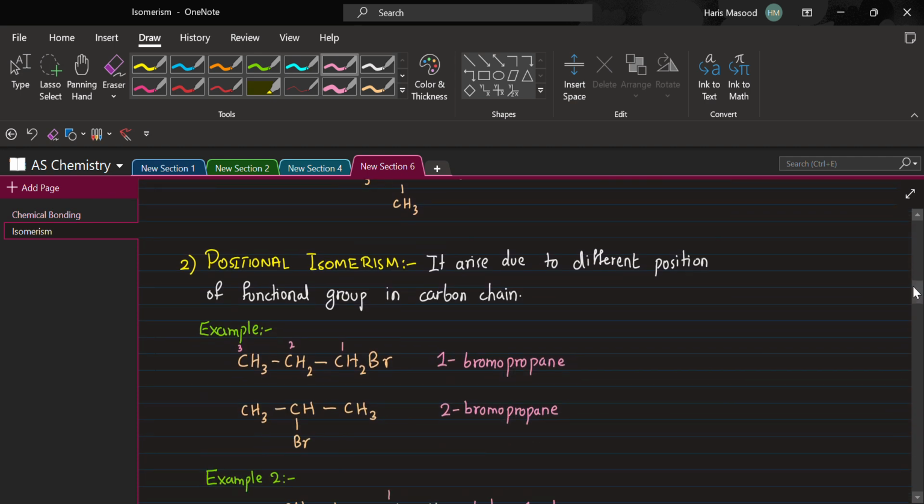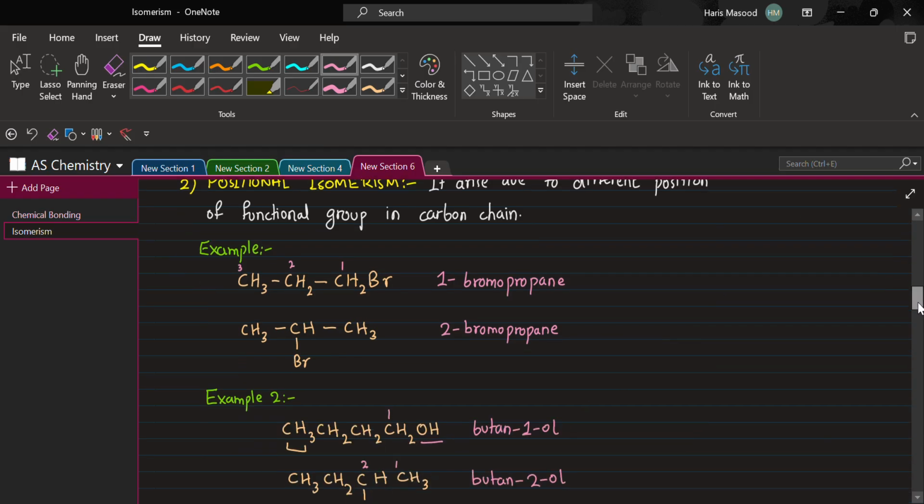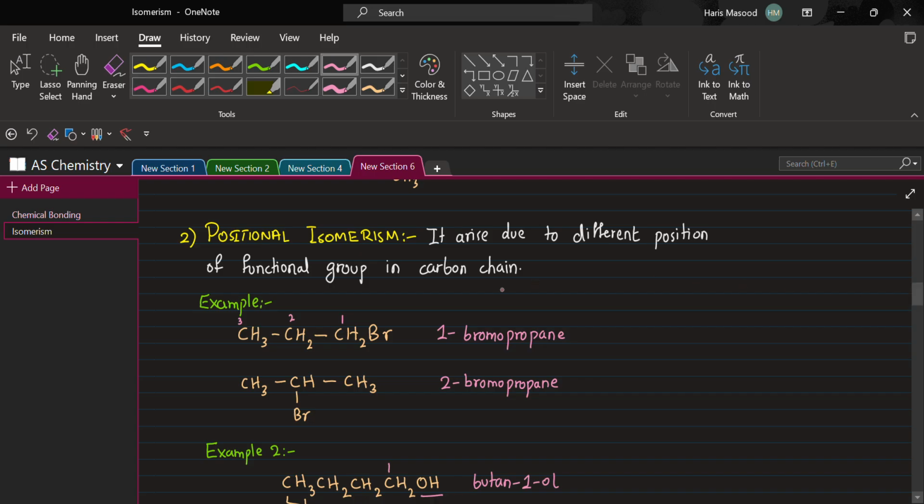Second is positional isomers. Positional, from the name, means you are changing someone's position in the compound, and that someone is your functional group. In the carbon chain you are changing the position of the functional group. So see the first example, CH3 CH2 CH2 Br. This is a halogen alkane, and Br is a functional group, so start the numbering 1 2 3 and it will be 1-bromopropane. Clear?